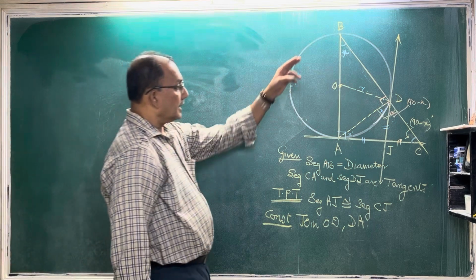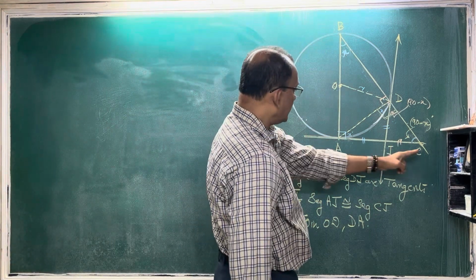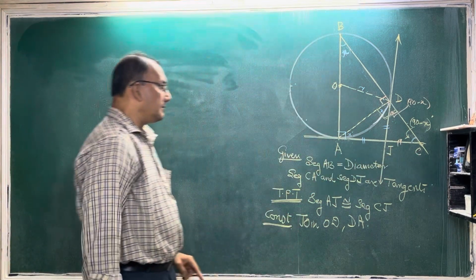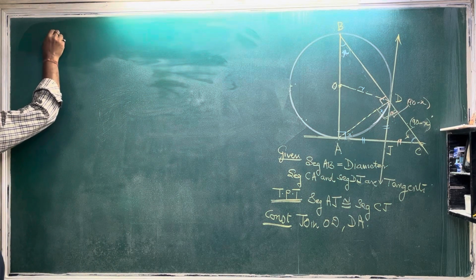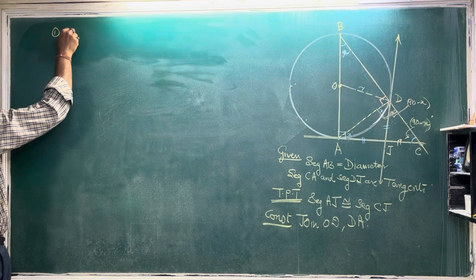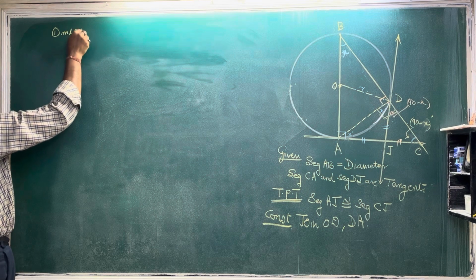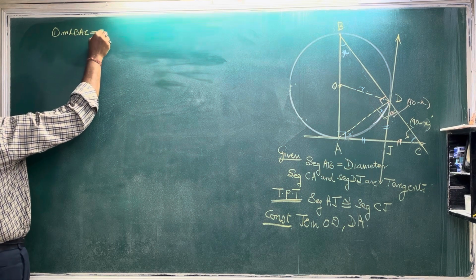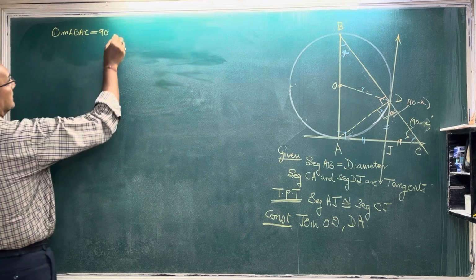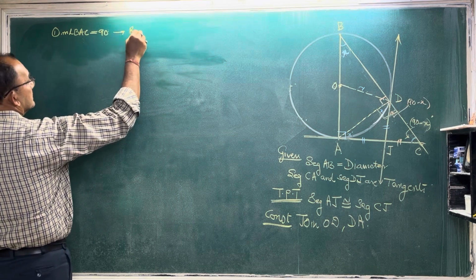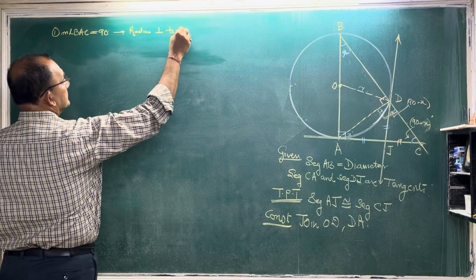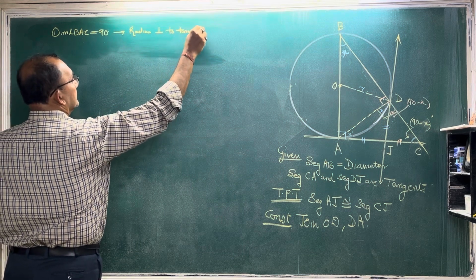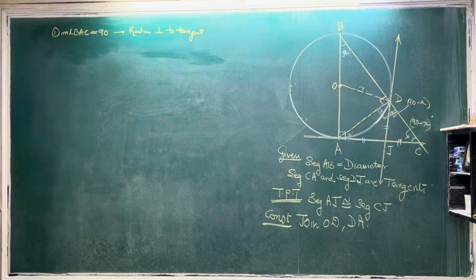So in triangle ABC, AB is a diameter. So measure angle BAC will be equal to 90. Reason: radius perpendicular to tangent. Radius perpendicular to tangent.